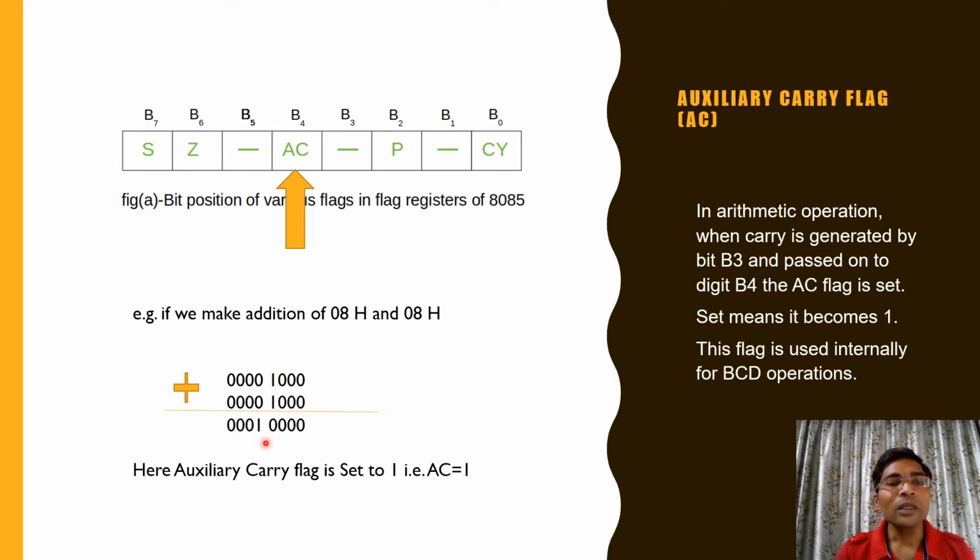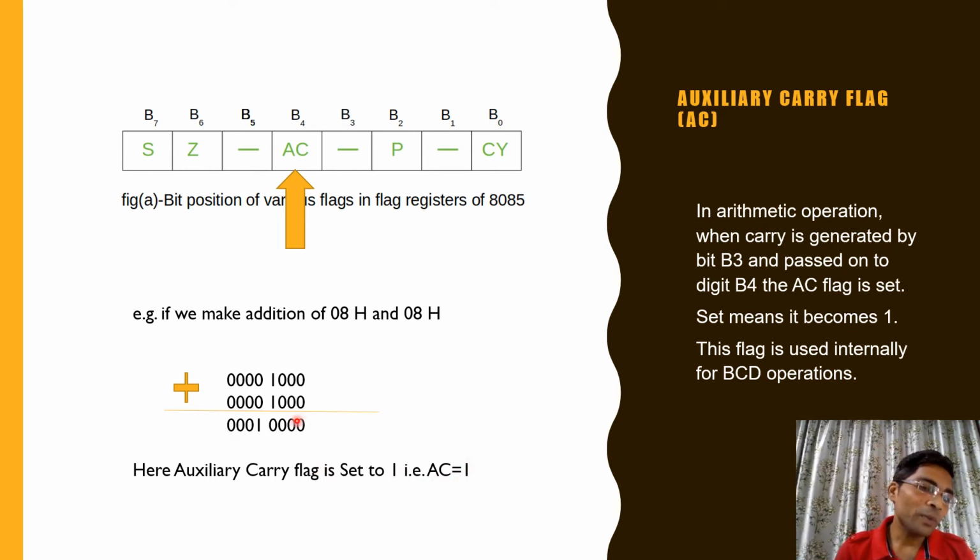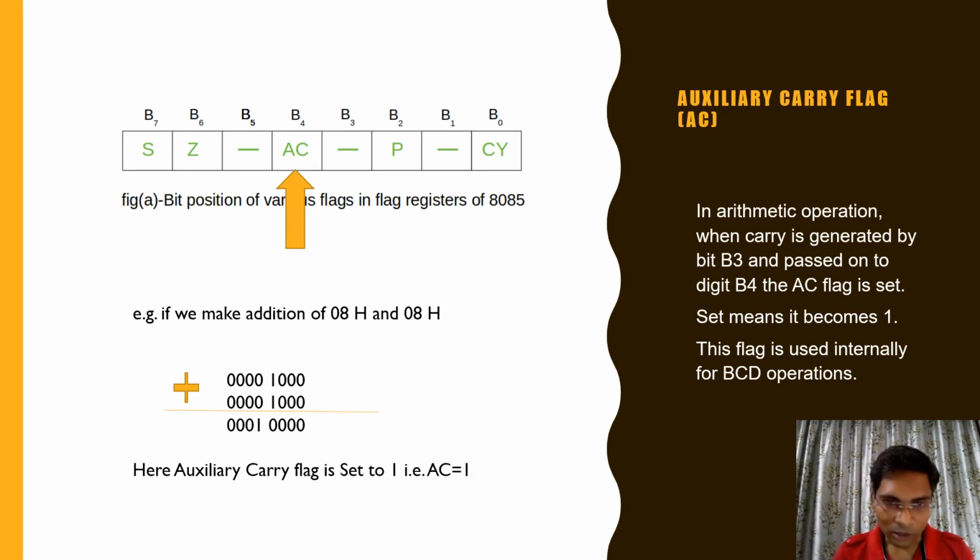That's why here the auxiliary carry flag is set to 1, that is AC equal to 1. And if any operations are done, and suppose the carry from B3 to B4 is not forwarded, then the auxiliary carry flag is set to 0. So this auxiliary carry flag is specially used for the BCD operations.